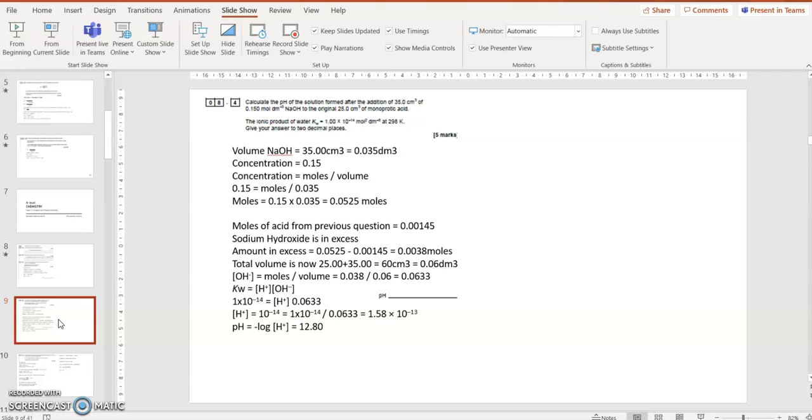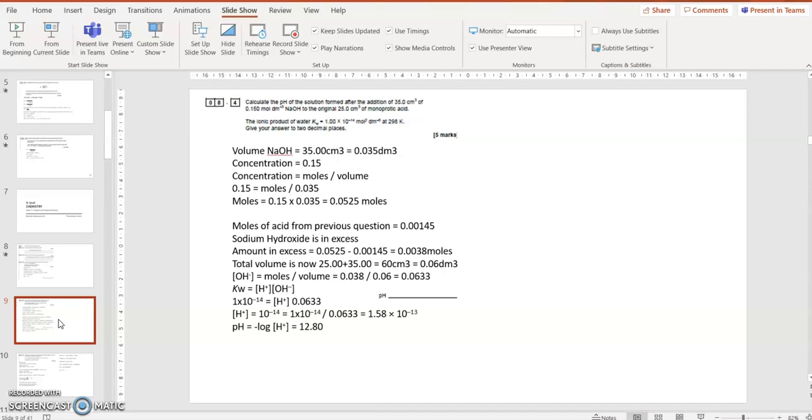Moles of acid from the previous question is 0.00145. If they had acid and base together, sodium hydroxide being a base, then they can neutralise each other. I need to work out which is in excess. Sodium hydroxide is the larger number, so the amount in excess, take the two numbers away: 0.0038 moles of sodium hydroxide in excess. So I need to work out the concentration of sodium hydroxide.